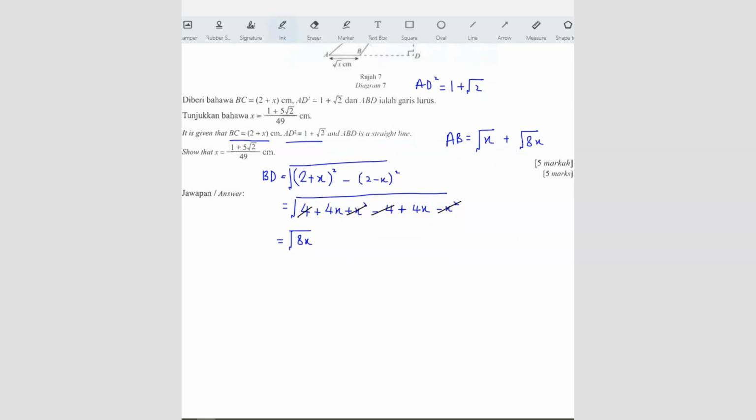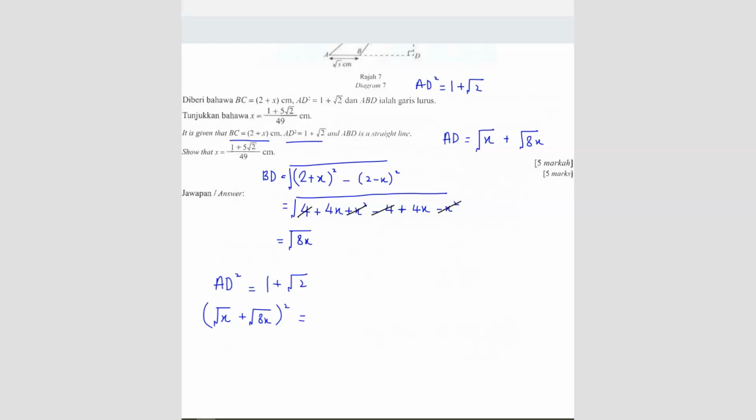Now, you already have AB. So it is given that AD, why did I write here AB? It should be AD. My bad. Here should be AD, yeah. Okay, so you already found AD. So AD square, which is what they gave, is equals to 1 plus square root 2, right? That's what they gave here. And since you already found AD, you can form your own AD. So which is square root, okay, you square this, because this is what you found, right? And then you square it, it equals to 1 plus square root 2.